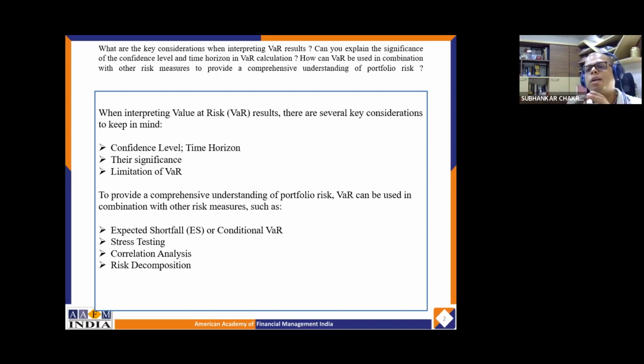Based on that, you can create your portfolio. You can do your asset allocation. So if you are a risk-averse person and you see that equity is giving you more risk, then you will bring down the equity and probably allocate a little more to debt. So this is how VaR, along with these risk measures, can give you a comprehensive understanding of portfolio risk.